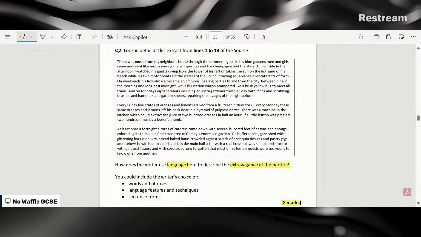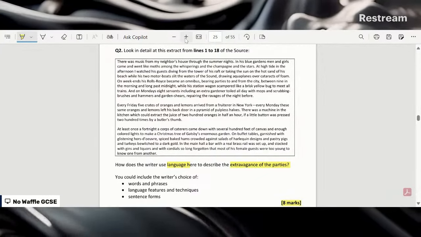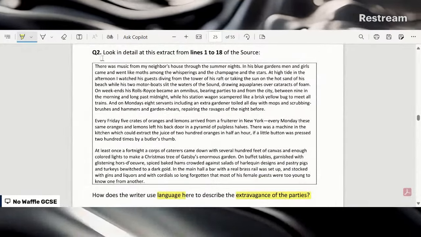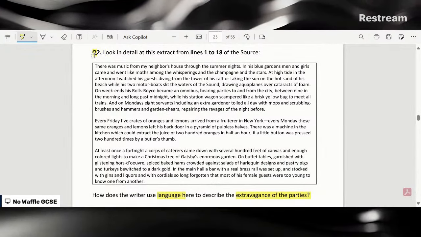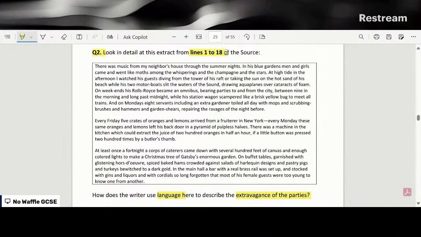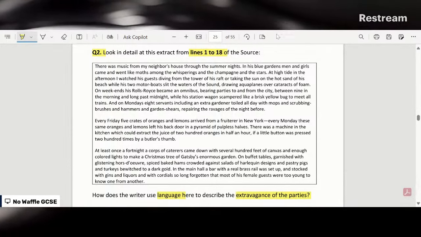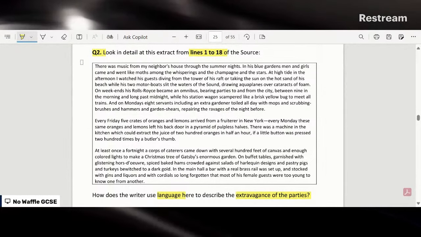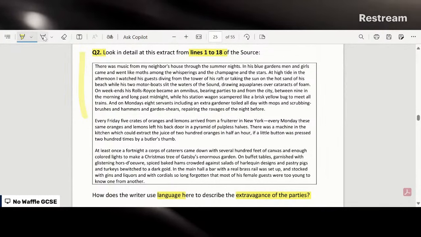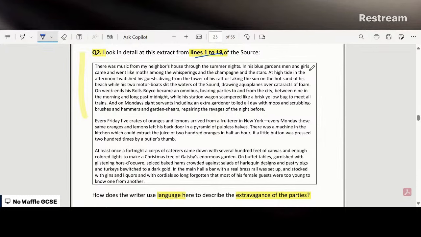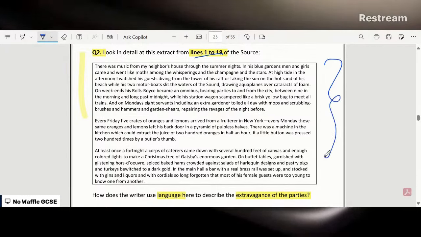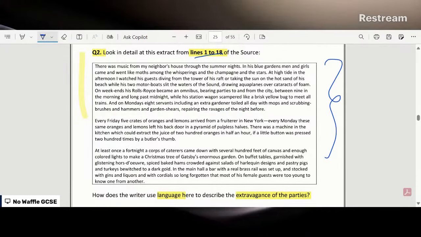Again, as I said, you need to aim to include as many points as possible, and perhaps it's best to start from question 2, because question 2 is always from lines 1 to 18. So I wouldn't recommend reading all of the extract and then starting the questions. I recommend starting with question 2, because it begins from lines 1 to 18. So you're reading this and answering a question. You're knocking 2 birds with 1 stone.